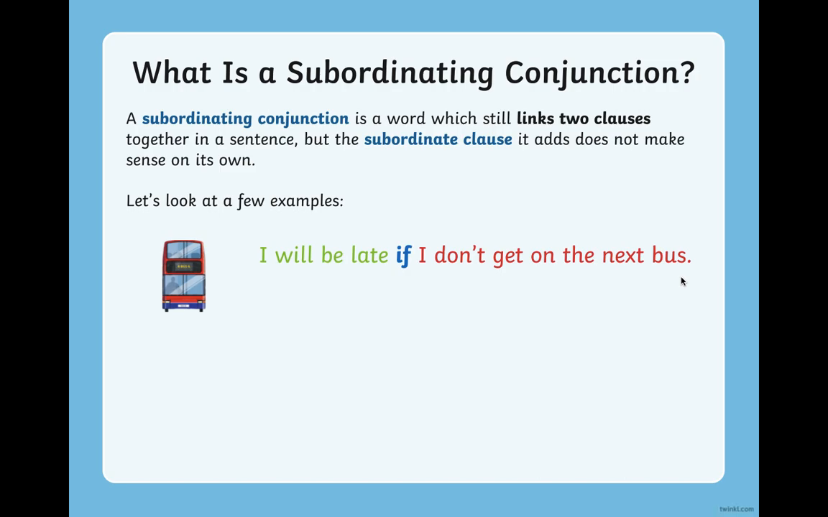I will be late if I don't get on the next bus. Now, the green section is the main clause. If is an example of a subordinating conjunction, and I don't get on the next bus is the subordinate clause. So if I don't get on the next bus is the subordinate clause, and it doesn't make sense individually. It only makes sense because it adds detail to the first part, the main clause, which is I will be late. I will be late if I don't get on the next bus. Main clause, subordinating conjunction, subordinate clause.